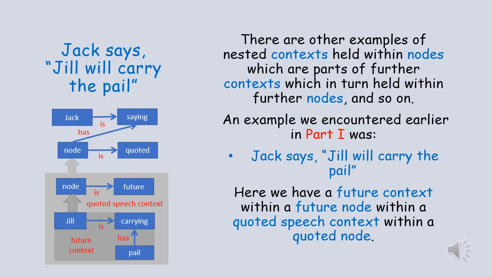There are other examples of nested contexts held within nodes which are parts of further contexts, which in turn are held within further nodes, and so on. An example we encountered earlier in part 1 was "Jack says Jill will carry the pail". Here we have a future context within a future node within a quoted speech context within a quoted node.